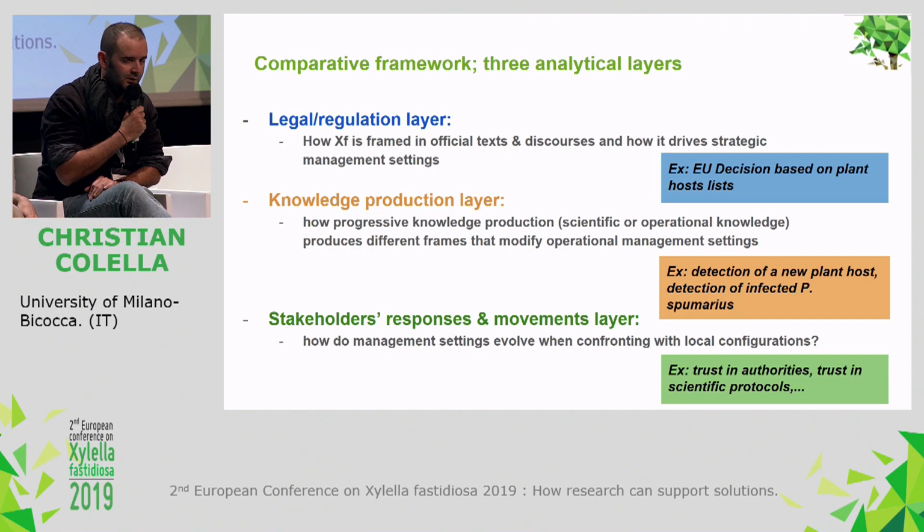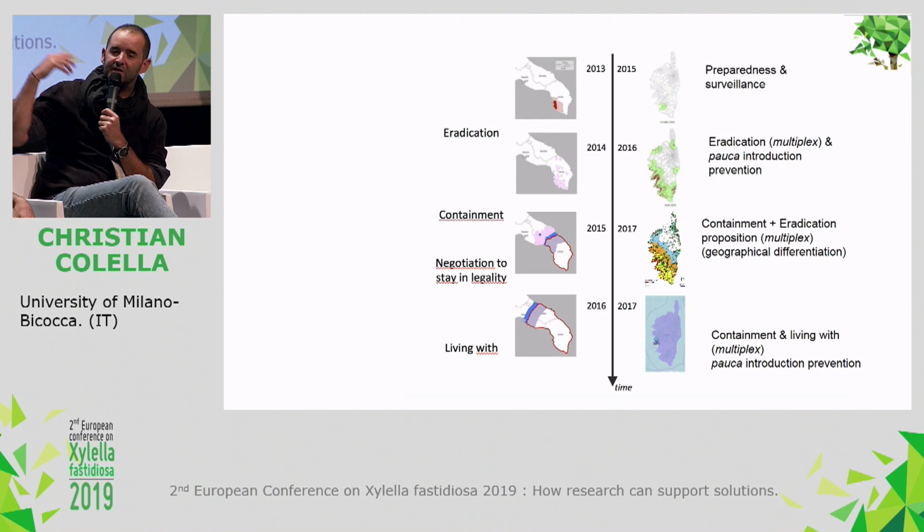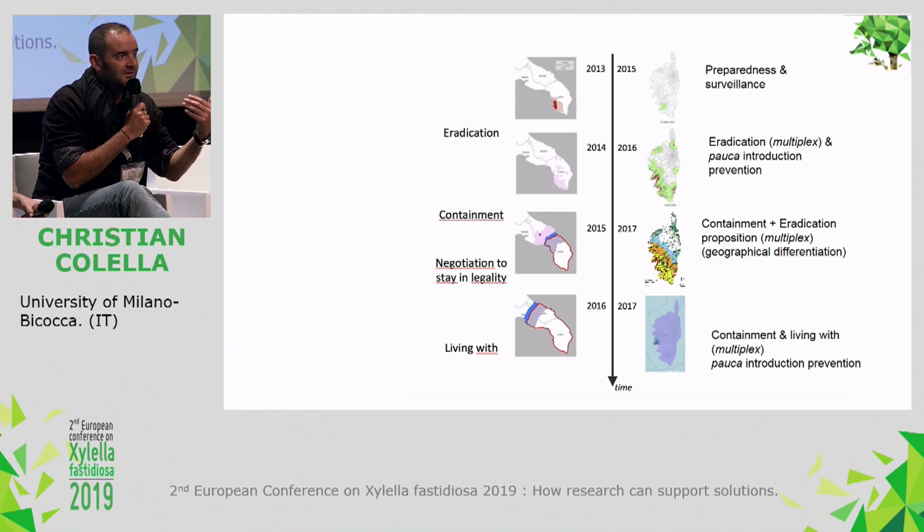So, please. Our comparison: okay, the situations are very different, Puglia and Corsica. But when we put together a synthetic chronology of the two situations, of the evolution of the strategy, we see some similarities. This is what this slide shows. So quickly, we can see that in the two cases, we started with an eradication strategy and we ended with a containment strategy and a situation where people try to live with Xylella in the territory. And we follow steps in this evolution.